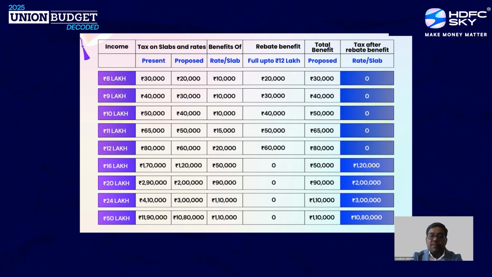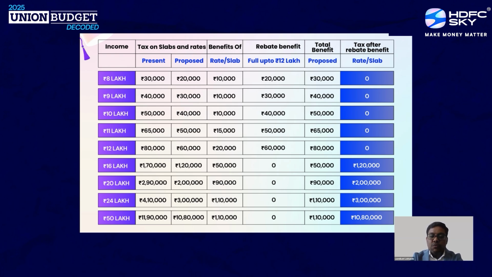This limit, by the way, has been enhanced from rupees 7 lakh in the previous year. So from the next financial year onward, any individual earning up to 12 lakh rupees annual income will not pay any tax, as against 7 lakh rupees earlier. For salaried individuals, there is a standard deduction of 75,000, which basically makes this annual income limit 12.75 lakh. And this change is primarily because of the tax rebate.